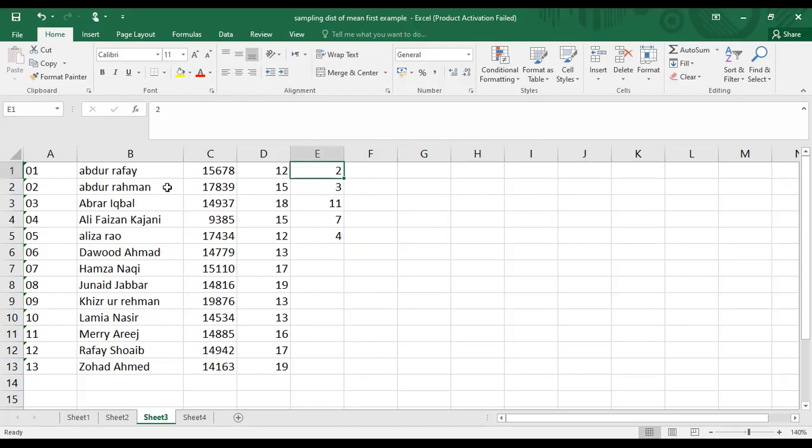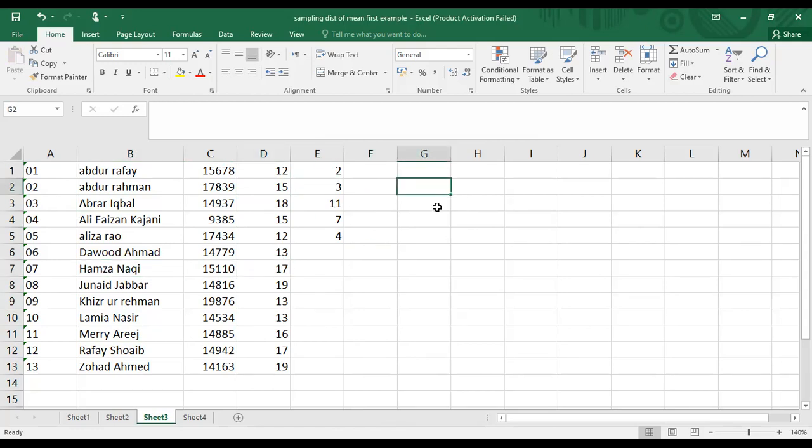2 means the 02. 02 means Abdul Rahman is the first element included in my sample. Then Abrar Iqbal is the next element. Then 11th. 11th means Mary Ajir is the third element. The 7th one is Hamza Naqvi, the next element.